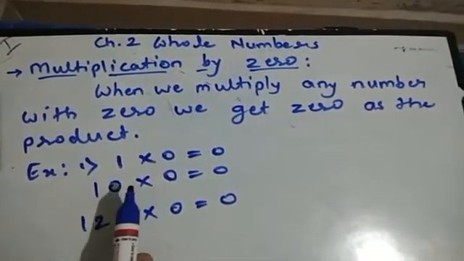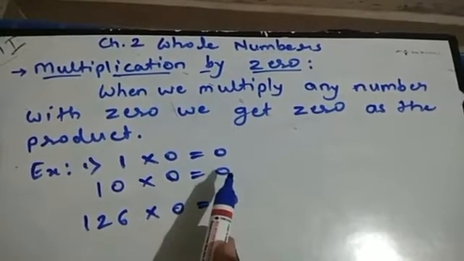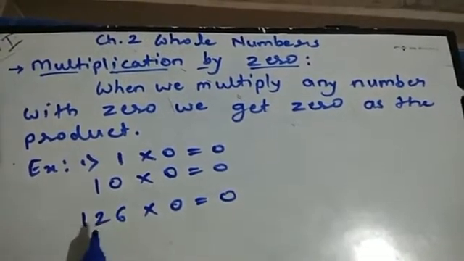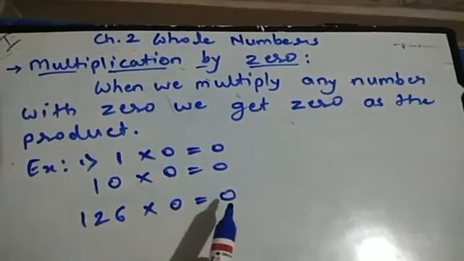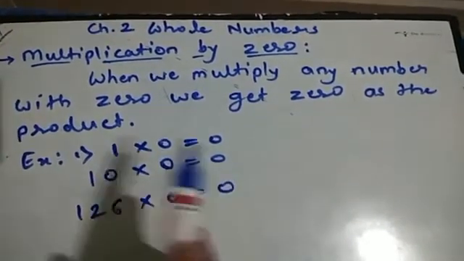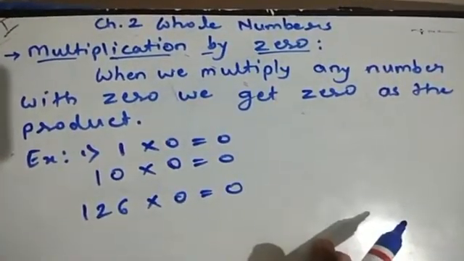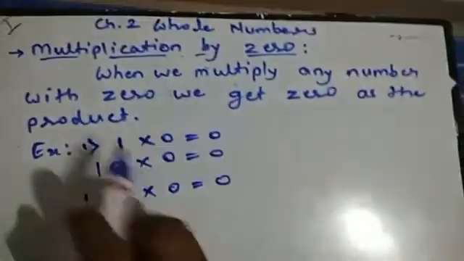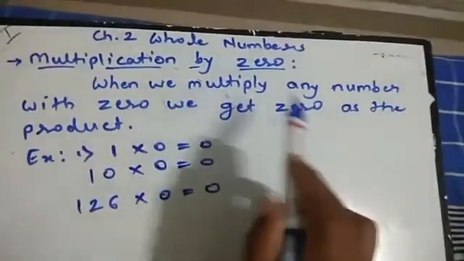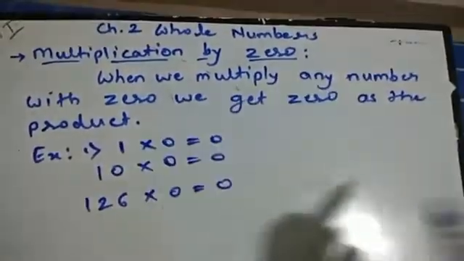As well as, 10 multiplied by 0 is what? 0 only. One more example here, 126 multiplied by 0 is what? 0 only. It means what? When we multiply any number with 0, the product will be 0 only. Therefore, we can say that when we multiply any number with 0, we get 0 as the product.